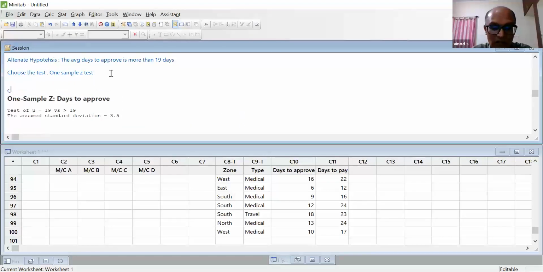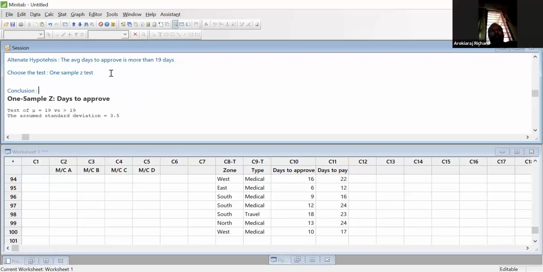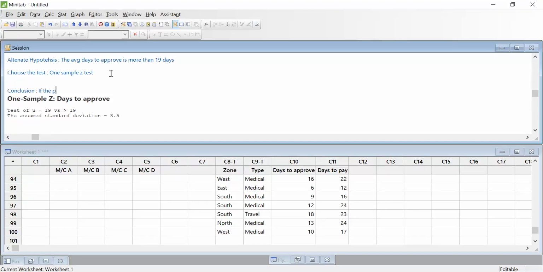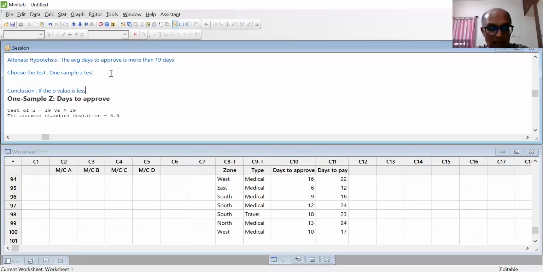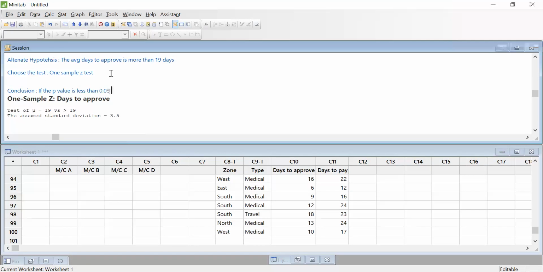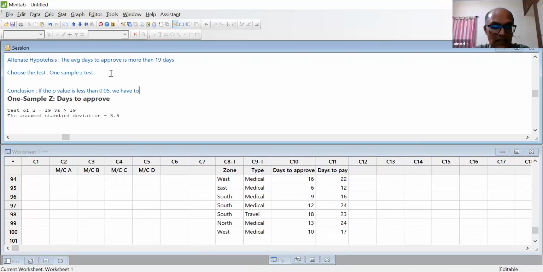So now what is next? Conclusion. What is the conclusion? What is the inference here? Let us say, what is the condition? If the P value is less than 0.05, then reject the null. We have to reject the null. Reject the null. This is our conclusion.